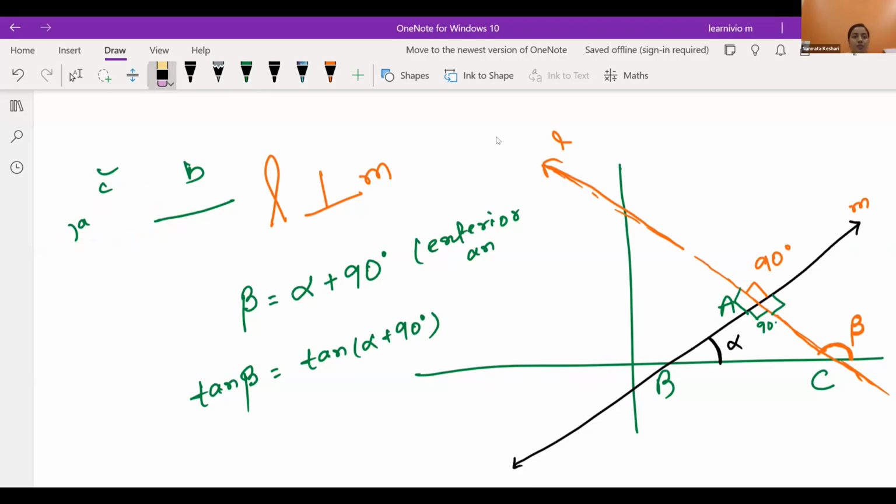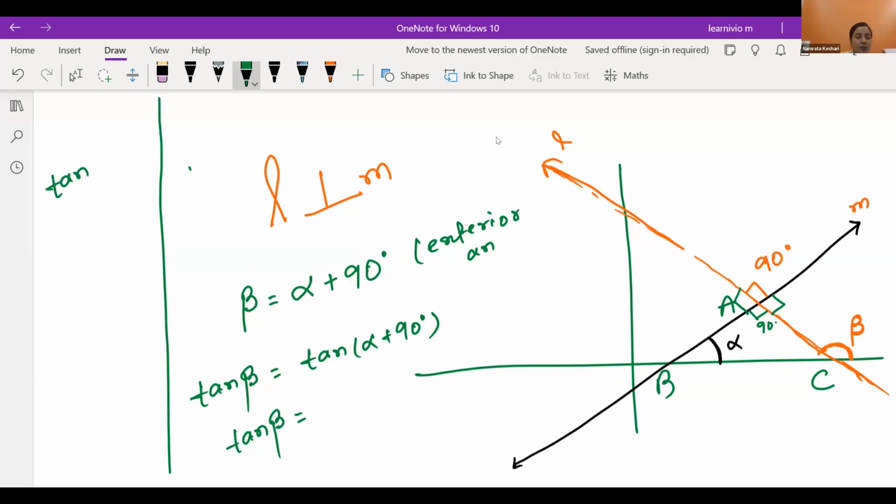So this is how we found the relation between the angles. Now we are taking tan on both sides. So tan beta is equal to tan of 90 plus alpha. In trigonometry, there is a rule that tan of 90 plus alpha changes to cot alpha, and since 90 plus alpha lies in the second quadrant, it will be minus cot alpha. Getting it?